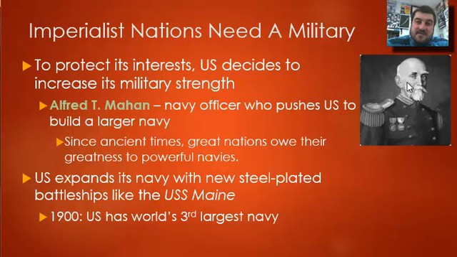Since ancient times, all of the great nations and city-states have had great navies. So the U.S. decides to expand its navy, and they begin producing new steel-plated battleships like the USS Maine, which will come into play next lesson. And by 1900, the U.S. has the world's third largest navy, because we've built it up in order to protect our overseas trade routes.